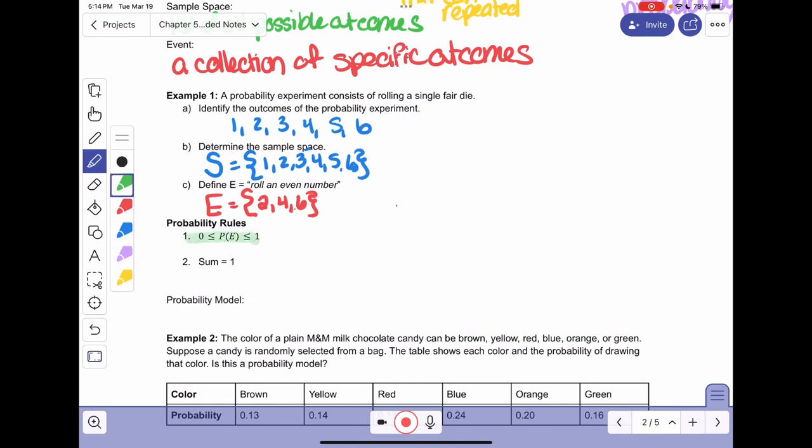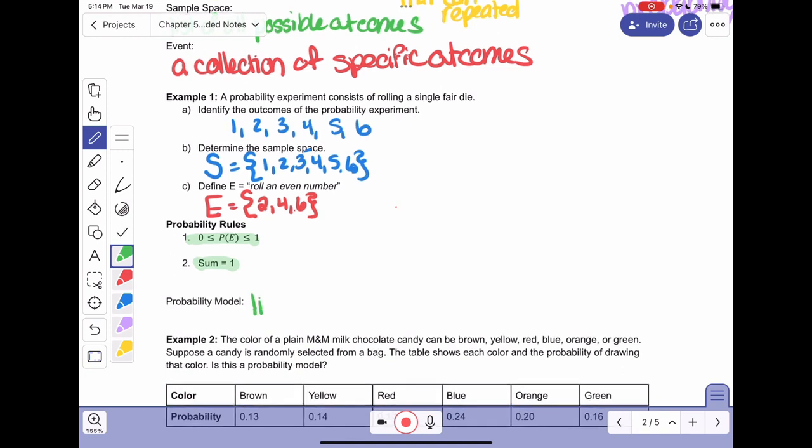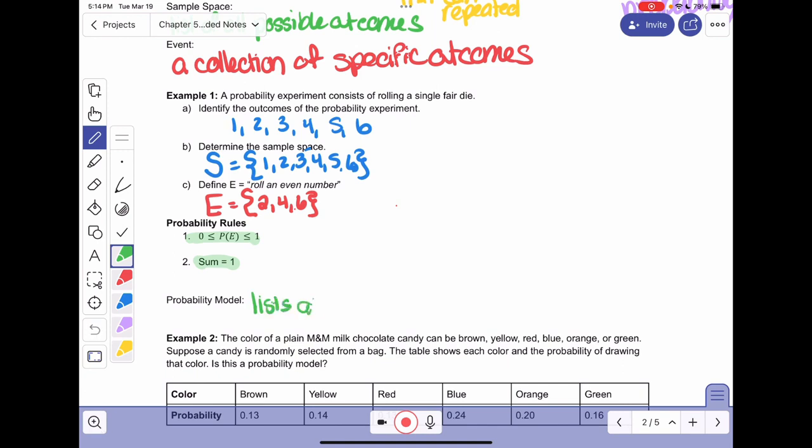Any probability is going to be between 0 and 1. You can't have a negative probability, and you can't have over 1 because that's 100%. And if you have multiple outcomes, the probabilities of all of them will add up to 1, making 100%. A probability model lists all possible outcomes and their probabilities. And it has to meet these rules or it doesn't work.